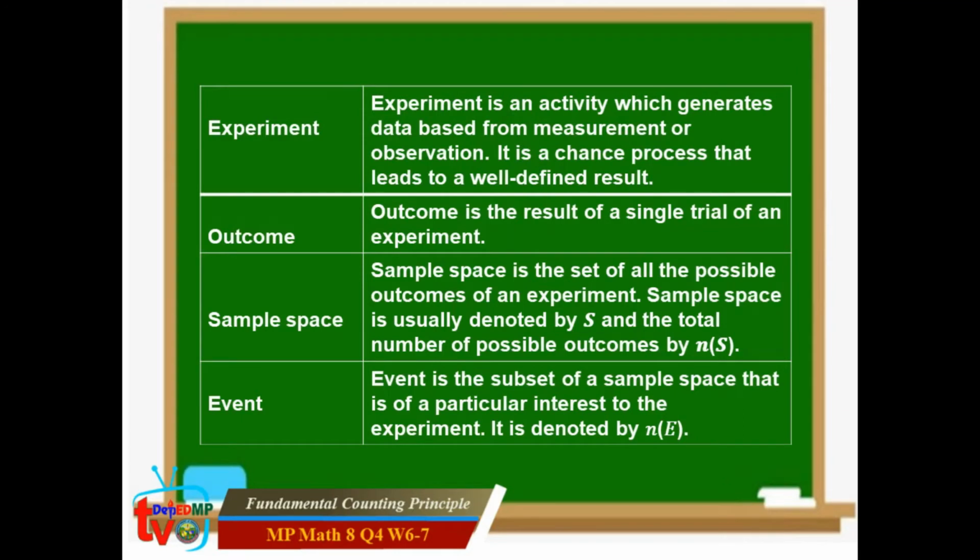First, we have experiment. It is an activity which generates data based on measurement or observation. It is a chance process that leads to a well-defined result. Second, outcome. It is the result of a single trial of an experiment. And third, sample space. It is a set of all the possible outcomes of an experiment. Sample space is usually denoted by S and the total number of possible outcomes by n(S).